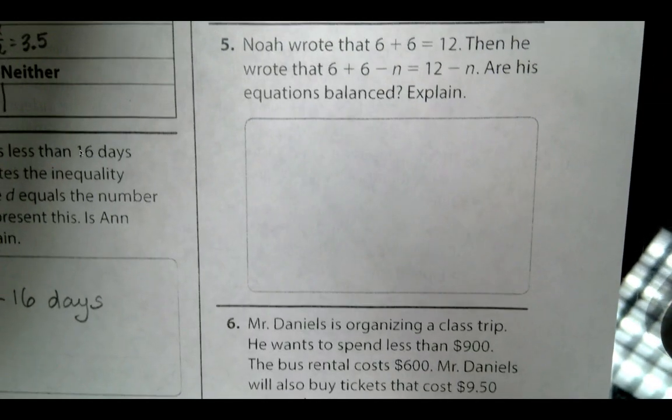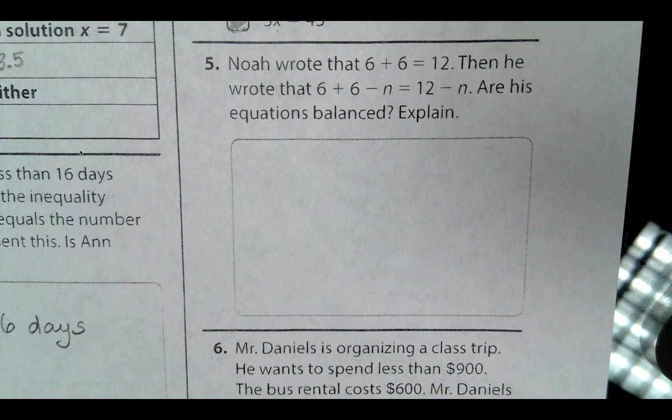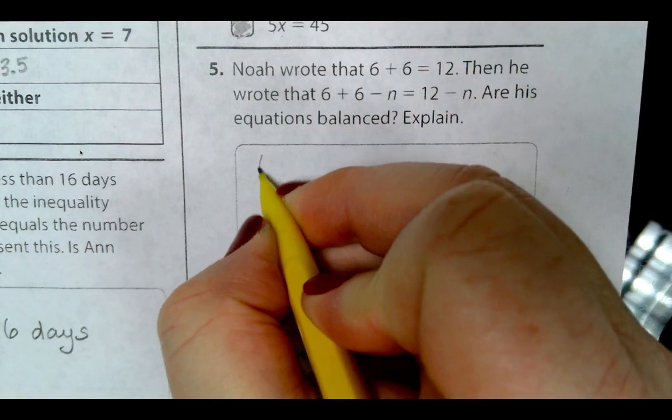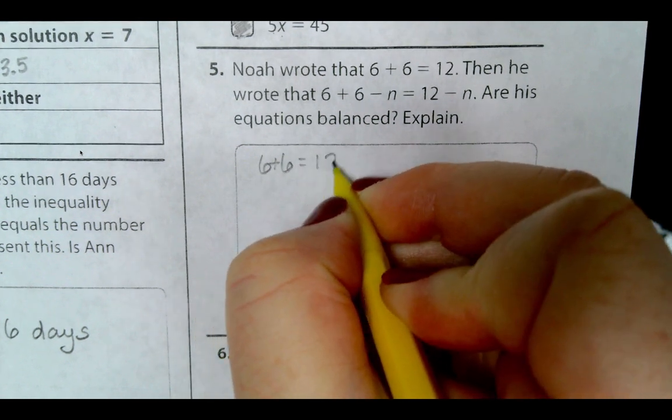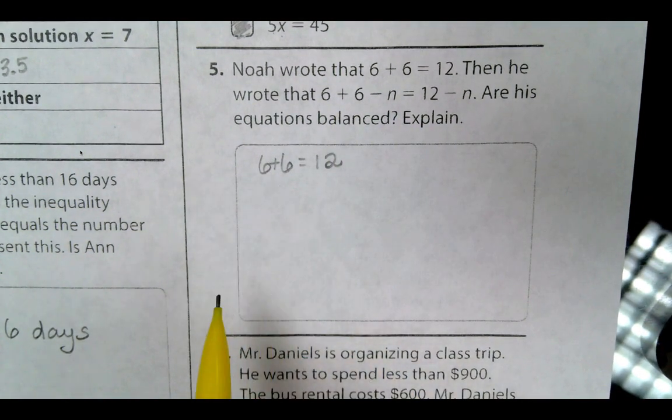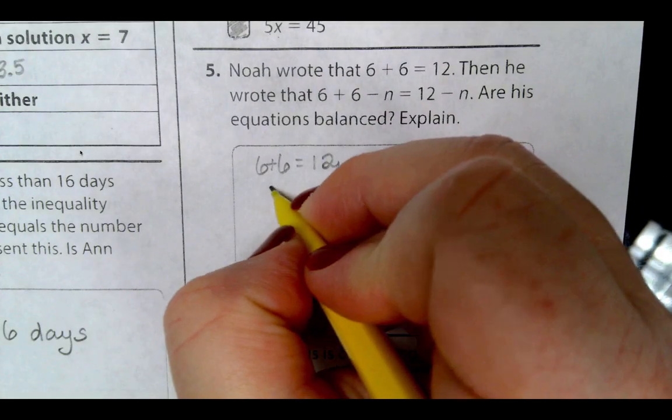Number 5 is going to be wordy tomorrow. It says Noah wrote that 6 plus 6 equals 12. Then he wrote that 6 plus 6 minus n is equivalent to 12 minus n. Are his equations balanced? First of all, if I have 6 plus 6 equals 12, and I simplify this, 6 plus 6, I would have 12 equals 12.